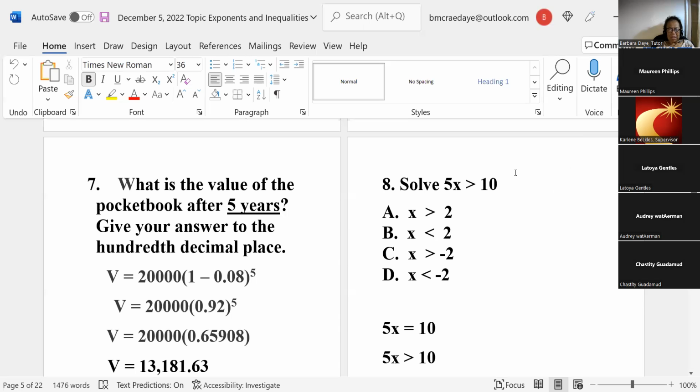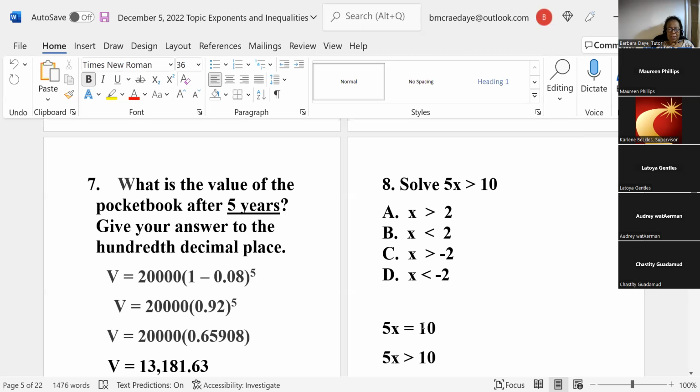Audrey, you still rattling? No, that's not me. Who is that? Somebody's rattling. Okay, so if it were equal, 5x is equal to 10.